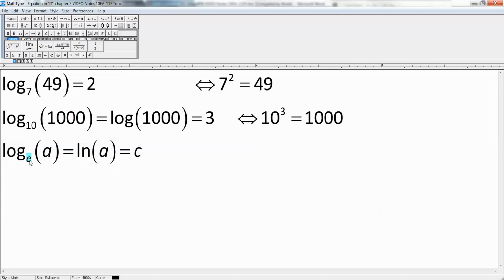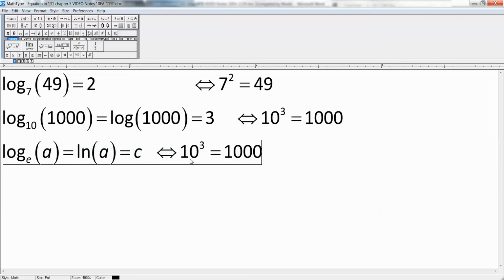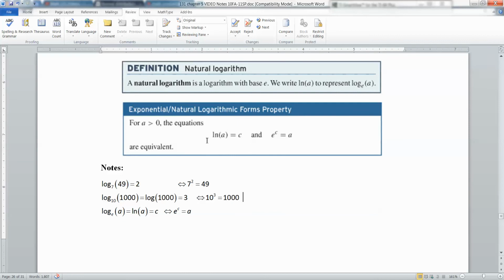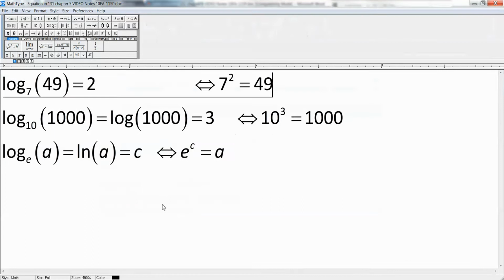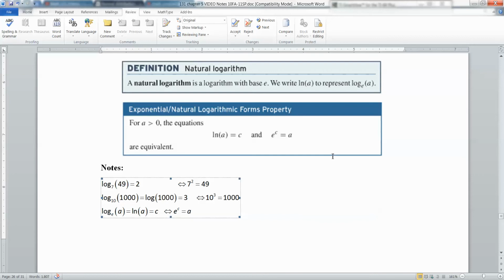What that means is that E to the C power is equal to A. Cool? And that's what this little guy up here is saying. When you have ln of A equals C, that's really log base E of A equals C. Here, if you like: ln of A equals C means log base E of A equals C. See that? And that means E to the C is equal to A.